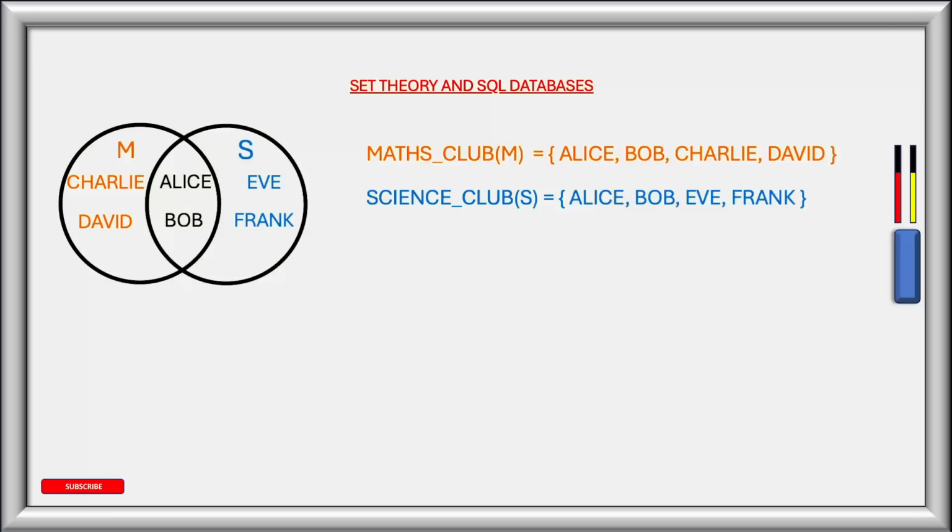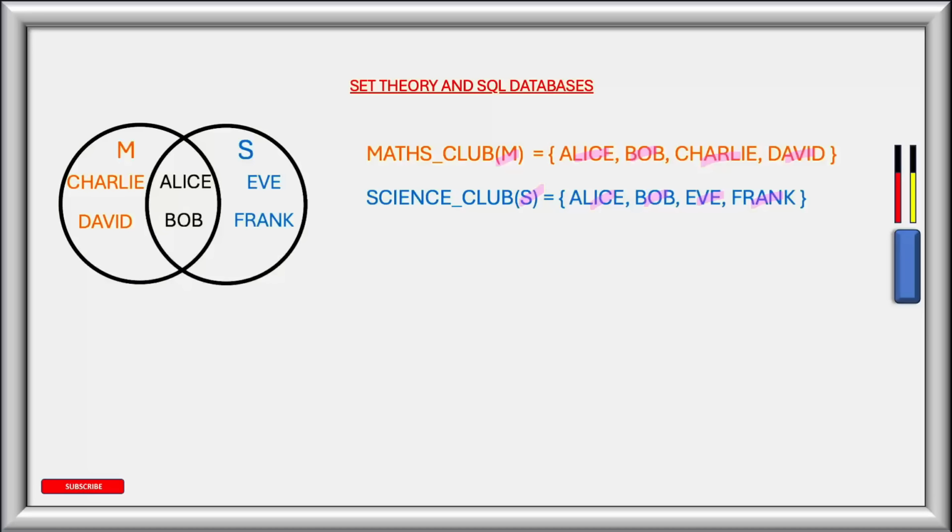So let's look at the two sets that we're going to use for this demonstration. So we have the Maths Club, which I've labelled M, and in the Maths Club we have Alice, Bob, Charlie, and David. And in the Science Club, which I've labelled S, we have Alice, Bob, Eve, and Frank. Notice here the overlap. Alice and Bob are the high achievers. They're in both sets. Charlie and David are in maths only, while Eve and Frank are in science only.